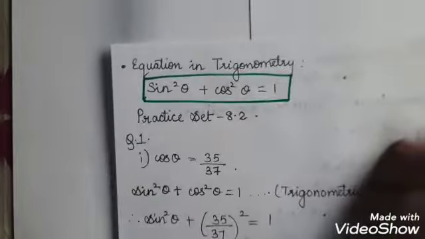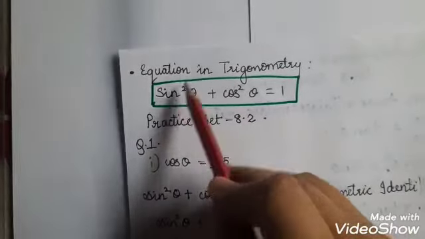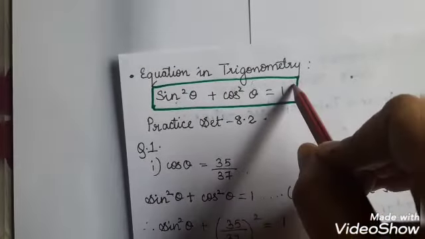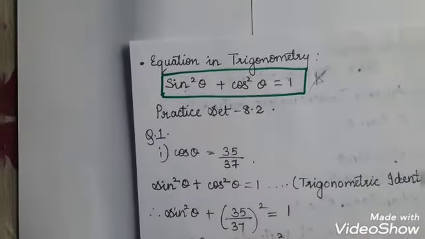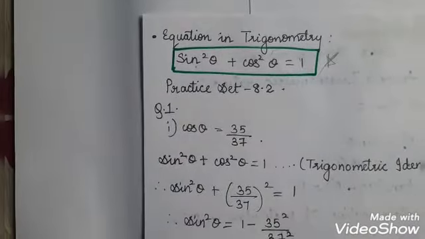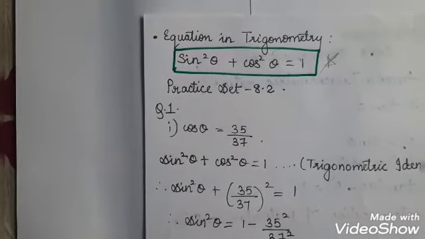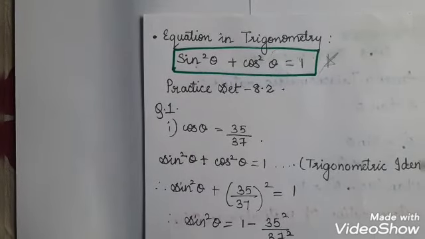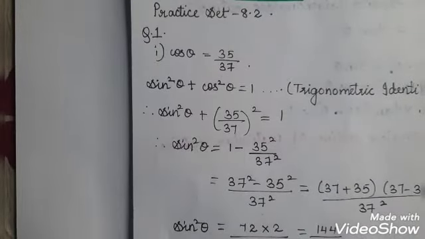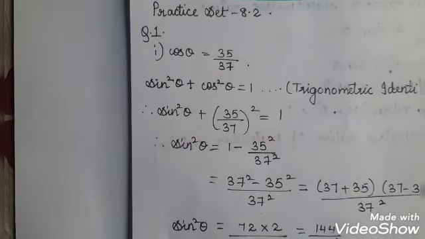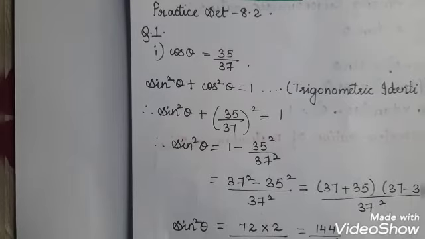Okay. So now let us see the next equation in trigonometry. Now equation in trigonometry is another formula, sine square theta plus cos square theta is equals to 1. So this is another formula which you should know. Sine square theta plus cos square theta is equals to 1. Okay. Next, now we will see exercise 8.2. Okay. Practice set exercise 8.2.